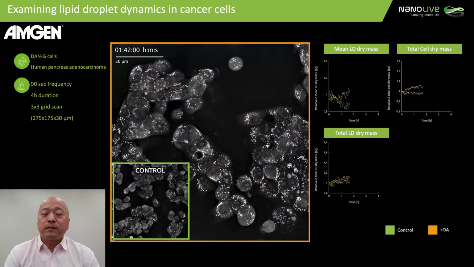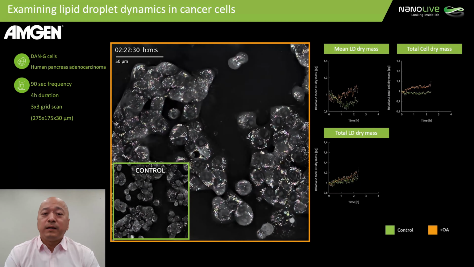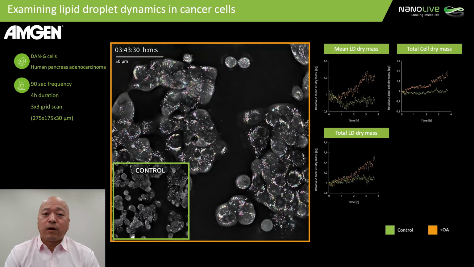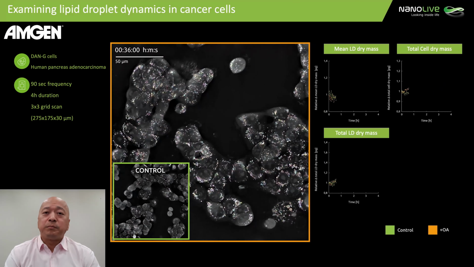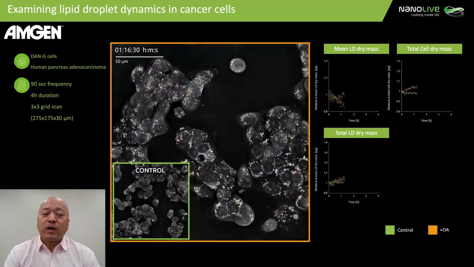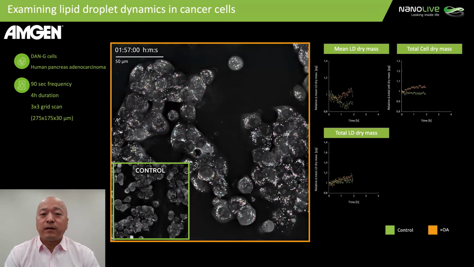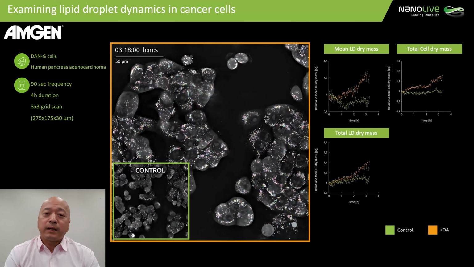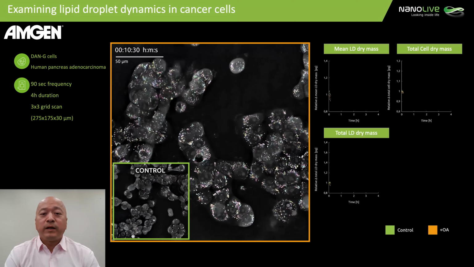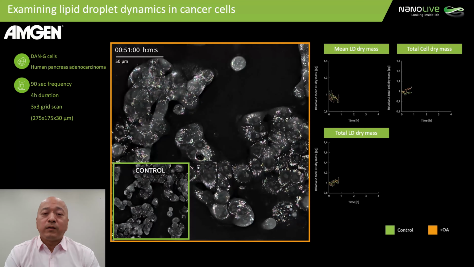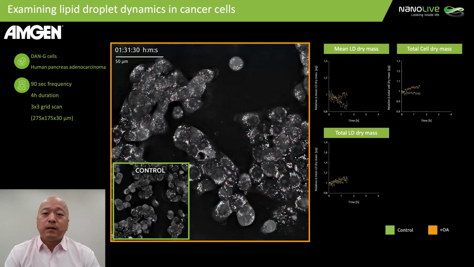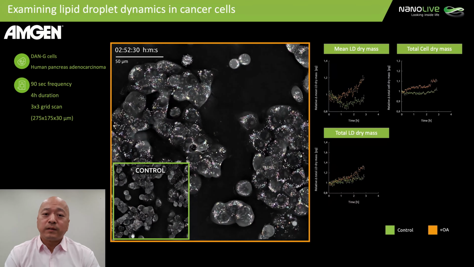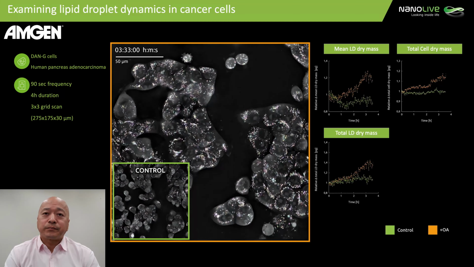Another thing this assay really impressed me is these parameters of dry mass reported from this platform. As you know, dry mass is everything other than water content in the cells. So we know that if we load the cells with oleic acid, we're going to see increased lipid droplet content and also increased dry mass.